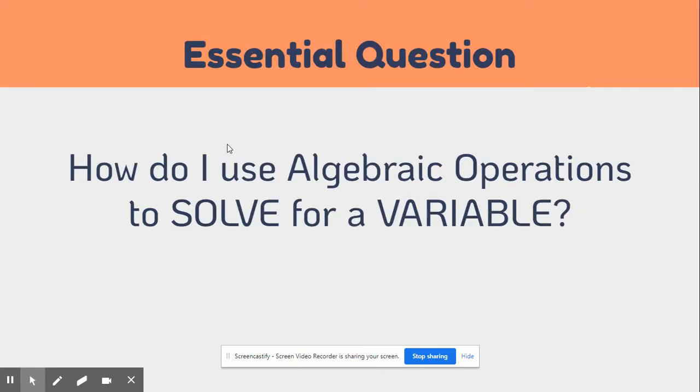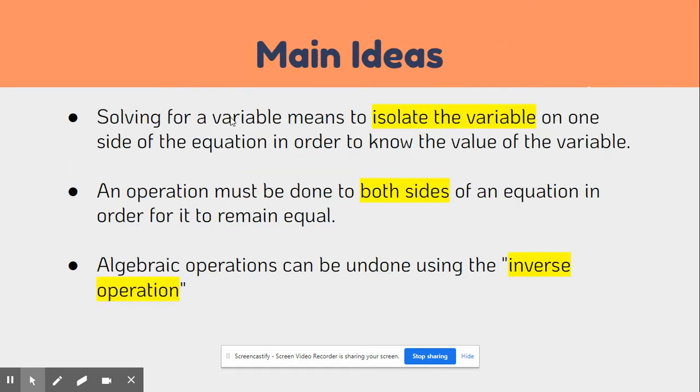So the question we're asking ourselves really is, how do I use algebraic operations to solve for a variable? So we learned about operations last week. We know that we have operations, and each operation has an inverse. So we can do an operation and we can undo operations.